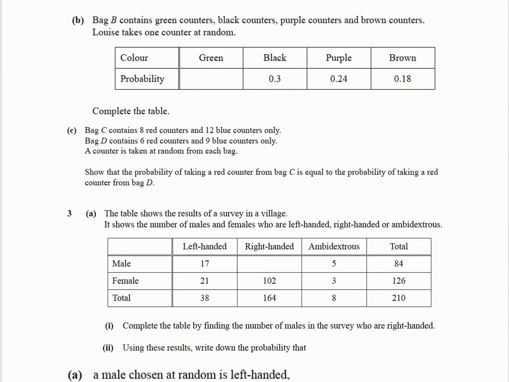A bag contains green counters, black counters, purple counters, and brown counters, and I want to complete the table. Now all probabilities must add up to 1. If we add all of these together, we must always get 1. So the missing one over here is what I get when I subtract all this stuff from 1. Let's add up 0.3, 0.24, and 0.18. 0.3 add 0.24 add 0.18 all comes out as 0.72. 1 minus 0.72 is equal to 0.28. So that must be what goes in here, the probability of a green counter.